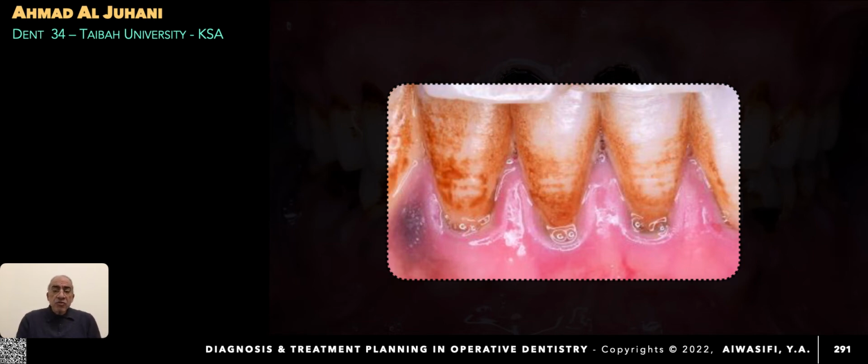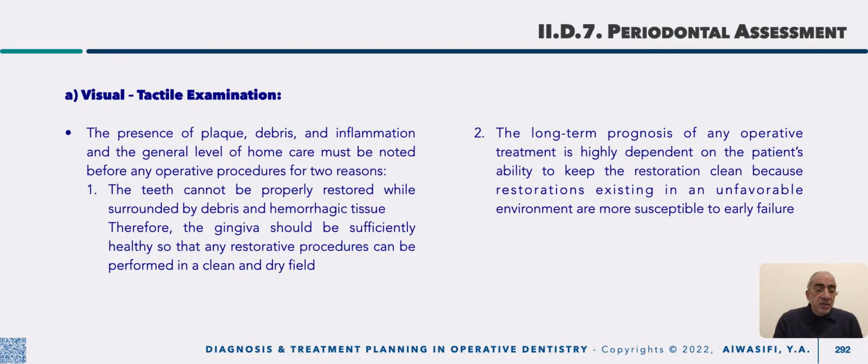For proper assessment of periodontal tissues, it could be done by visual tactile examination or by radiographic examination. You are examining the presence of black debris and inflammation, and the general level of home care must be noted and recorded in your history. Why? Because the teeth cannot be properly restored, as we mentioned, while surrounded by debris and hemorrhagic tissues. The gingiva at this time should be sufficiently healthy for the success of your restorative procedure.